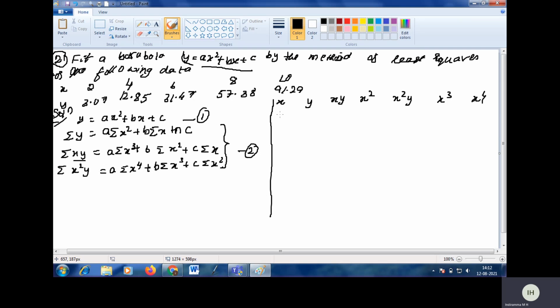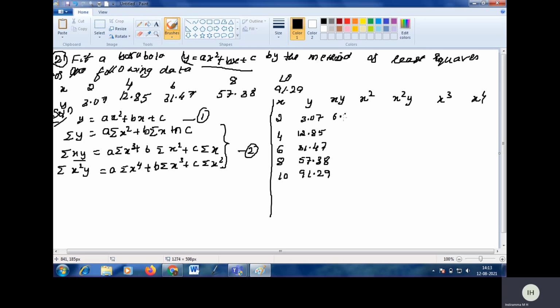So write the values for x. What are the x values? 2, 4, 6, 8, 10. Corresponding y values are 3.07, 12.85, 31.47, 57.38, 91.29. Next, consider the xy.